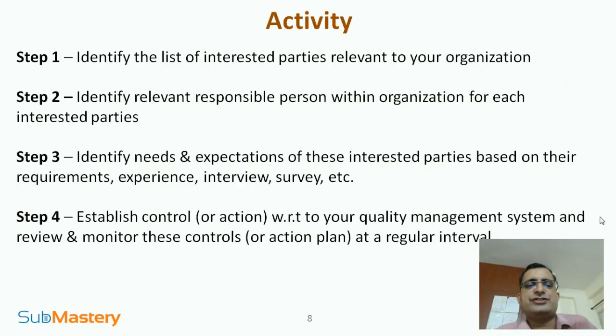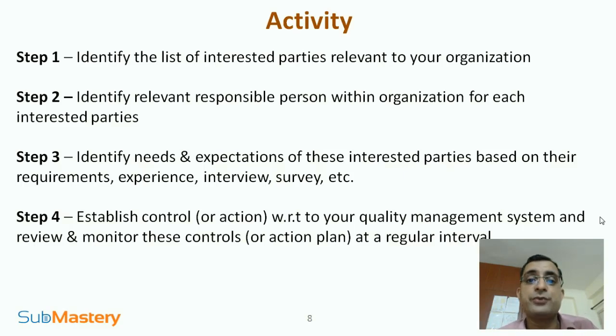So what exactly do you need to do? Number one, identify the list of interested parties that are relevant to your organization. Number two, identify the relevant responsible person, because you need some person who can exactly identify the needs and expectations of these interested parties. Step 3 is to identify these needs and expectations. It can be done based on experience, but documented evidence is always better. You can do interviews, you can do surveys. And step 4 is to establish control or action with respect to your quality management system, and review and monitor.